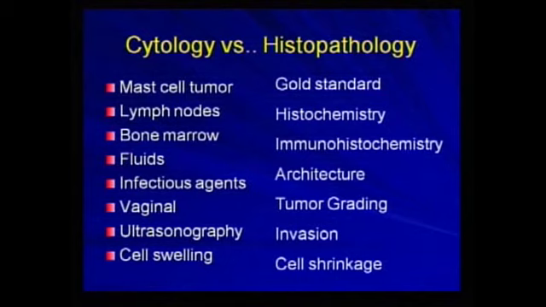In terms of tumor grading, whereas mast cell tumors are easily diagnosed in cytology, it does not allow us to apply the tumor grading systems that have been used in the past and continue to be modified today. Histochemistry and immunohistochemistry are certainly more common in histopathology. But one thing I would like you to know is that you can pretty much do those tests today on cytologic preparations as long as you have a good technician in your laboratory.